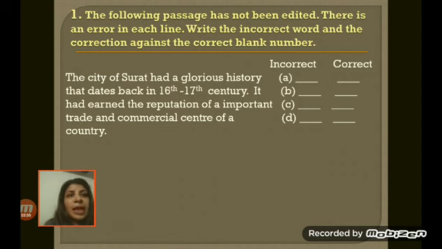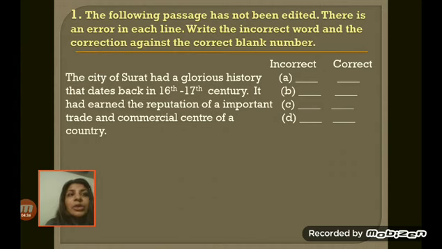So that dates back in 16th century, 17th century. So that dates back to. This is a structure, this is an expression, it is always used in this way. The city of Surat has a glorious history that dates back to 16th 17th century. It had earned the reputation of important. Now what is wrong here? Important begins with a vowel sound. So the correct determiner, the correct article there should be an important.